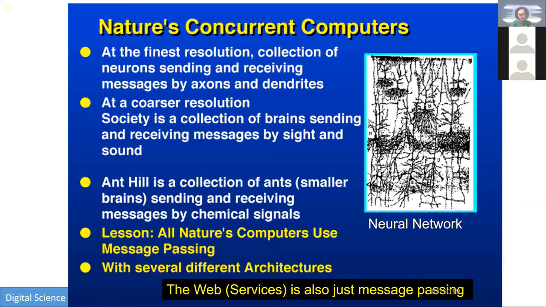But if you look at either brains or collections of ants, they are all made up of message passing systems. The axons and dendrites in the brain are sending messages. Ants, when they communicate and try to act as a colony of ants, are sending messages by dropping chemistry on the ground, which transmits from ant to ant.